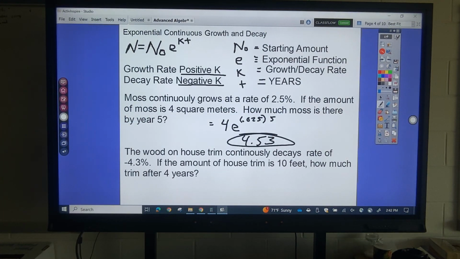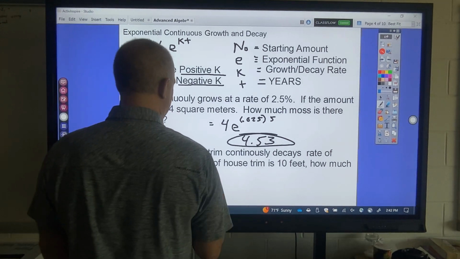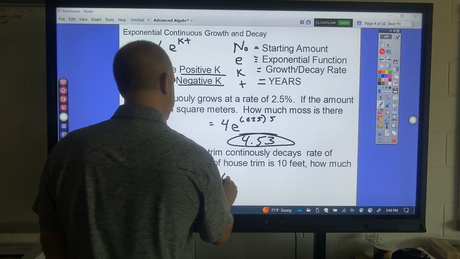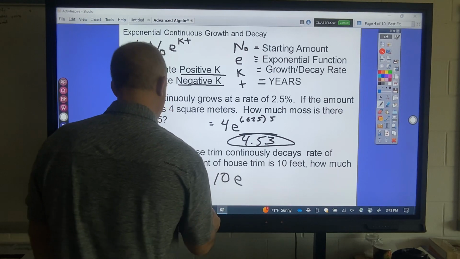Wood on a house trim continuously decays at a rate of negative 4.3%. If the amount of the house trim is 10 feet, how much is left after 4 years? So I've got 10 E.